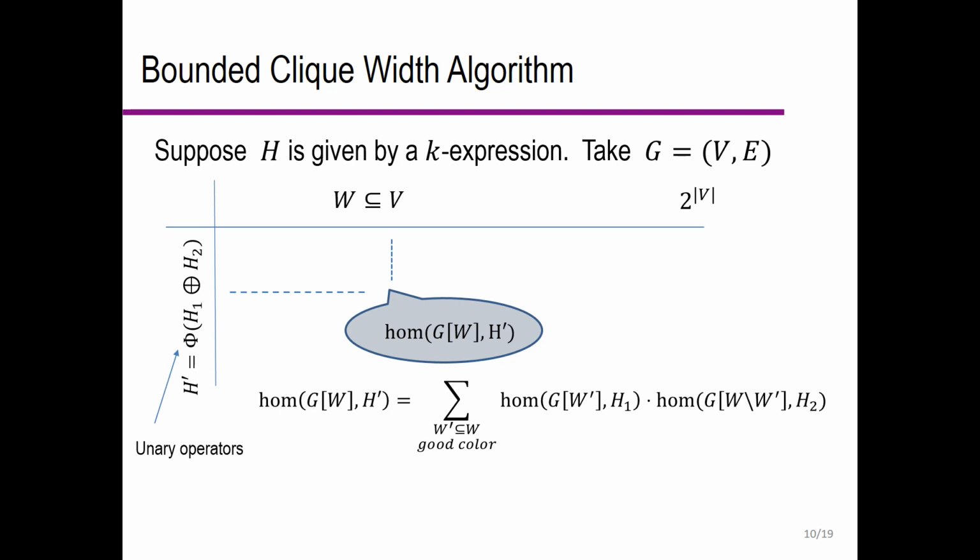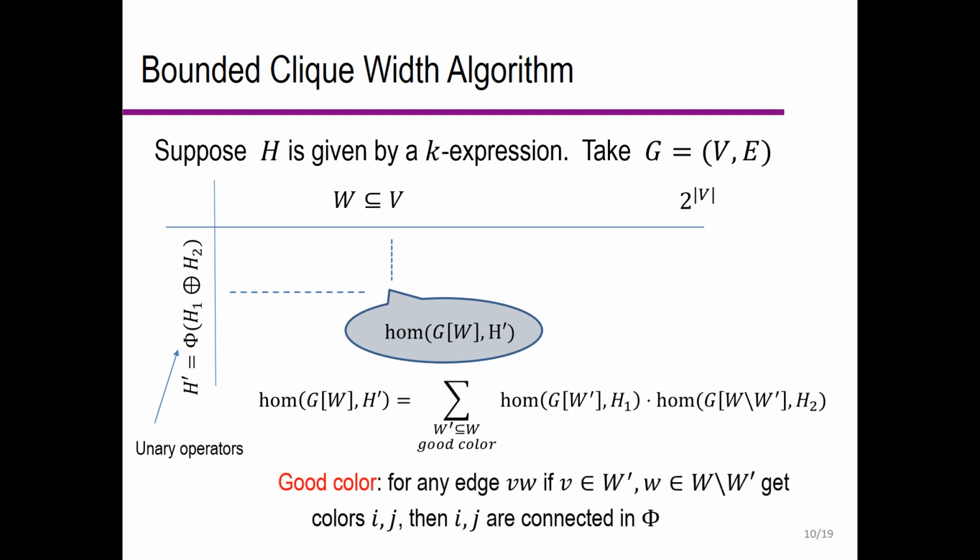So what can possibly go wrong? What can possibly go wrong is if there is an edge from W' to the rest, such that the images of the corresponding vertices are not connected by an edge in H'. So what we need to show is that the colors of vertices in W' that are connected by an edge to a vertex in the complement will have colors for which we have a connect operator in that sequence of unary operators phi. Well, this clearly can be done easily as well.